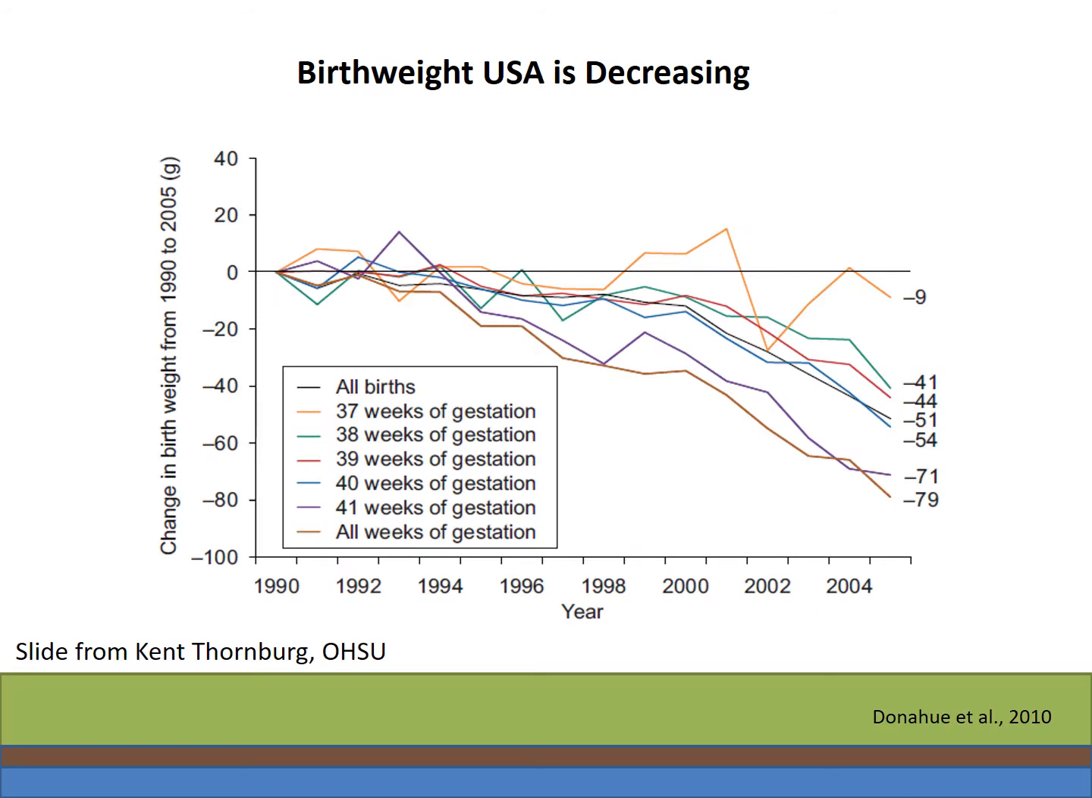The thing that's starting to be a little bit concerning is that we're seeing birth weight in the United States is decreasing. If you look at all births, or if you look at early births, they're all starting to trend to lower birth weight. And that may signal an increase in chronic diseases later in life. At least that would be the prediction.